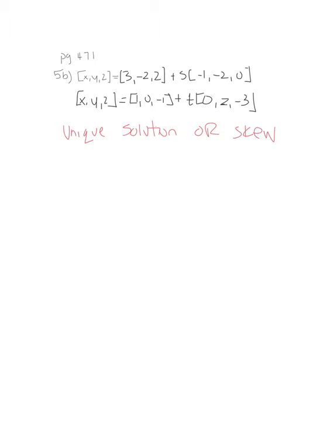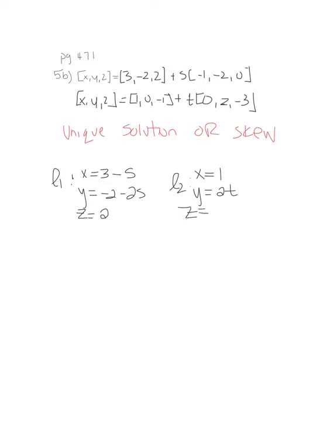So the first thing that I'm going to do is rewrite these equations in parametric form. For line 1, I'm getting x is equal to 3 minus s, y is equal to negative 2 minus 2s, and z is equal to 2 plus 0s. And then for line 2, I get x is equal to 1 plus 0t, y is equal to 0 plus 2t, and z is equal to negative 1 minus 3t.